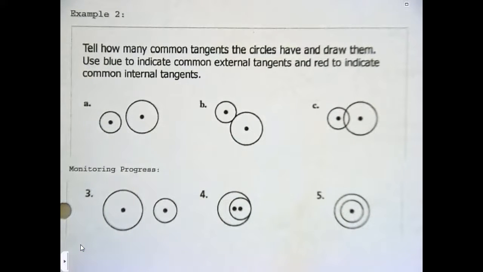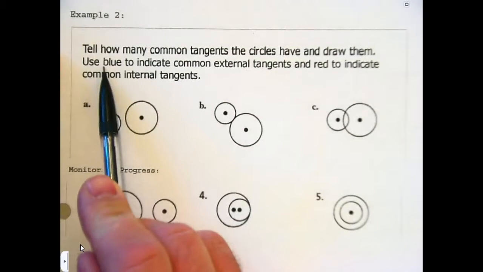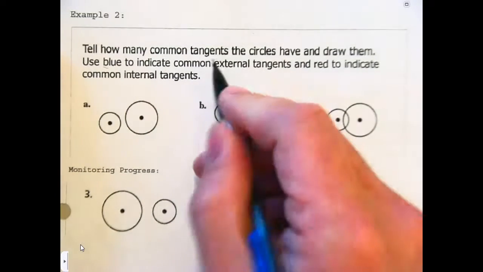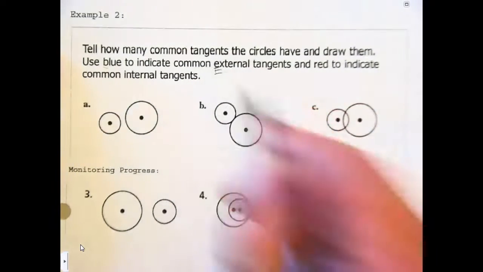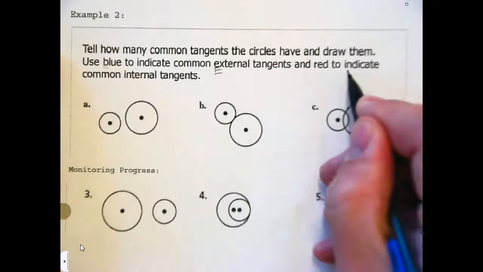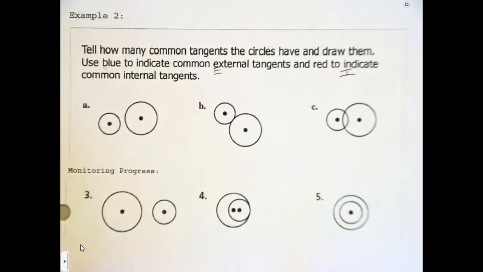But example 2, go ahead, work with your groupies, come up with how many common tangents the circles have, draw them in. It says use blue to label external. You can just put an E by the ones that are external and put an I by the ones that are internal. Okay, but draw all those common tangents there.